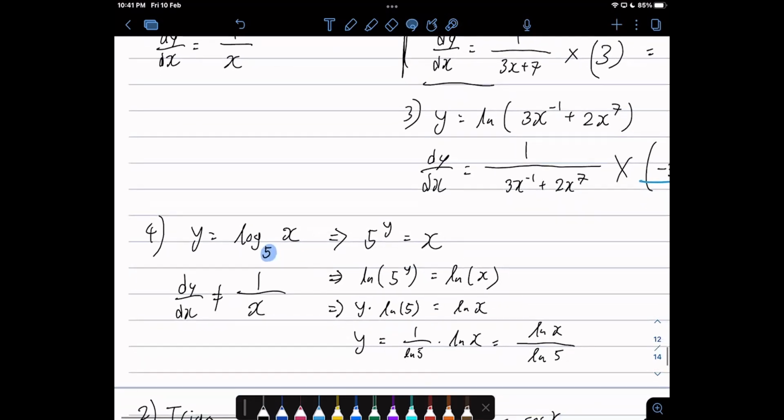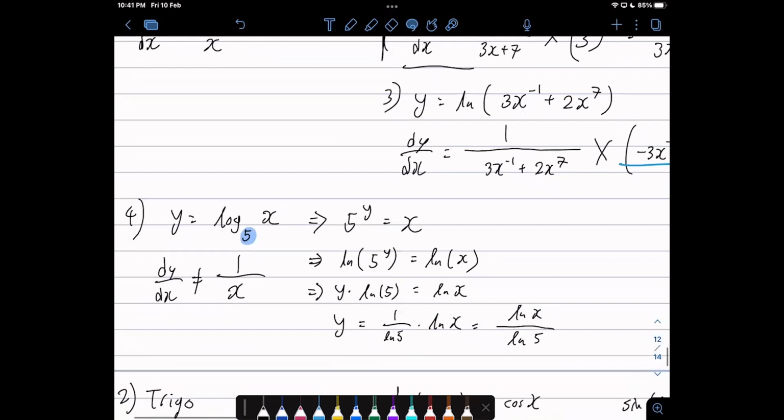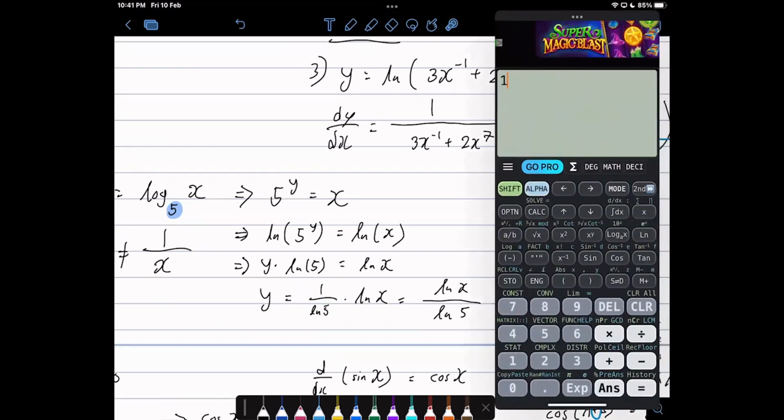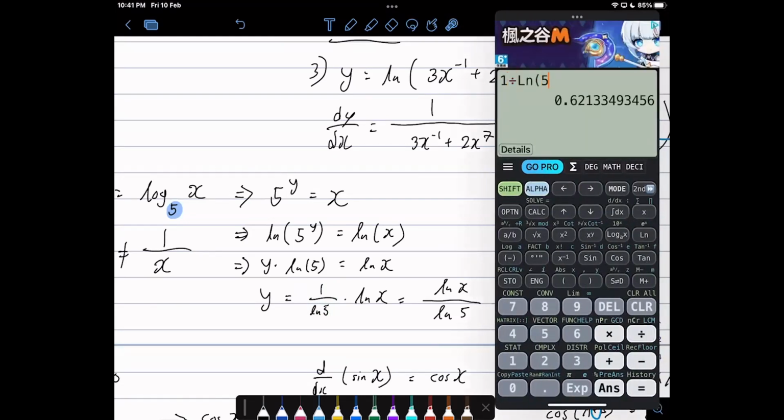Okay, I'm just going to move on. So now that we have this 1 over ln5, type it in a calculator quickly and see what you get. I have a calculator, I can just demonstrate here. So 1 divided by ln of 5. We get 0.6213. Okay, interesting. So it's just some number, 0.621 lnx.